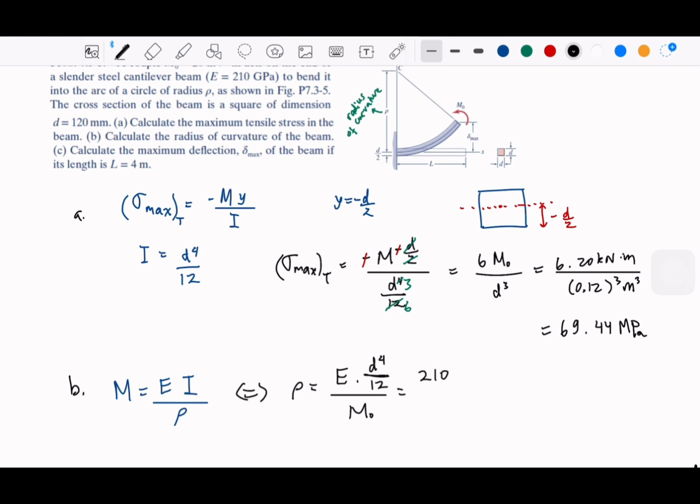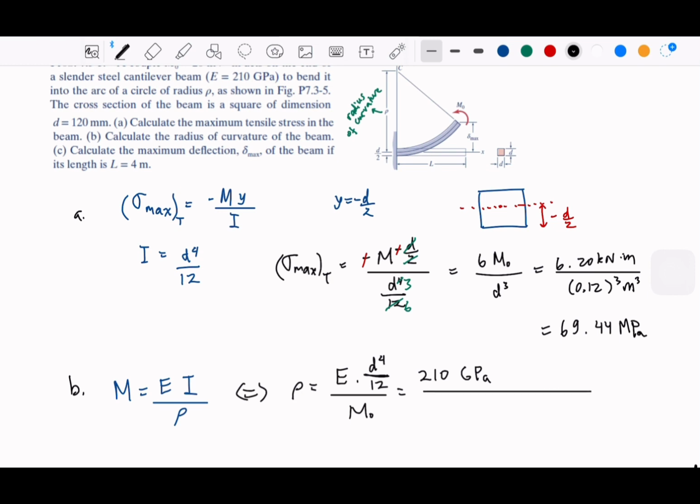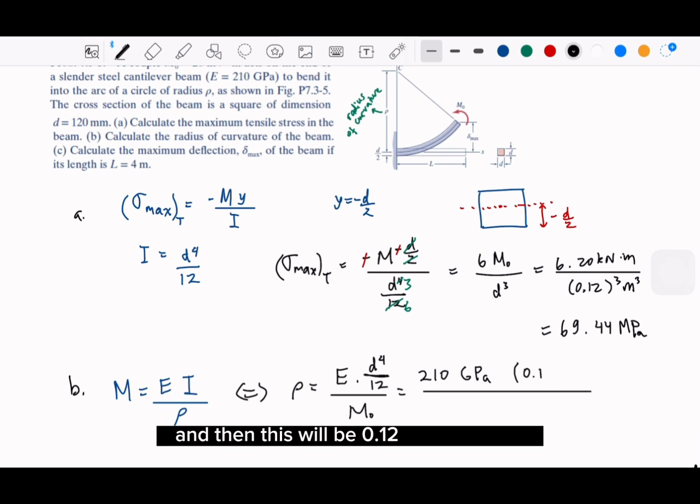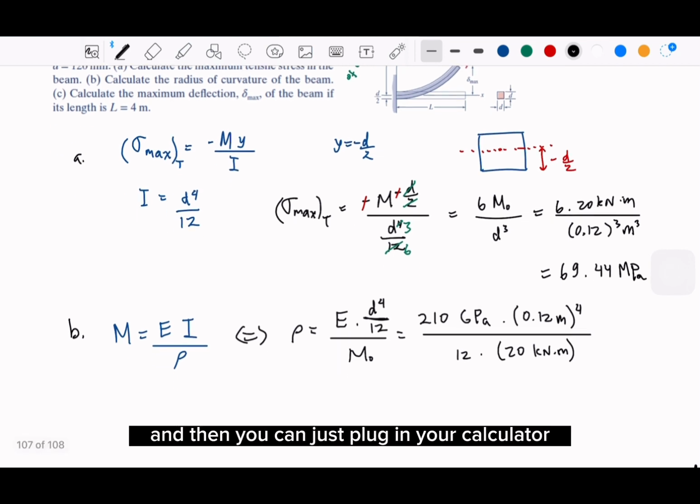So 210 GPa, let me just write GPa first, and then this will be 0.12 meter to the power of 4, and then we have 12 and then 20 kilonewton meter. I simply make some simple calculation here, and then you can just plug in your calculator. This will be equal to 181.4 meter, right?